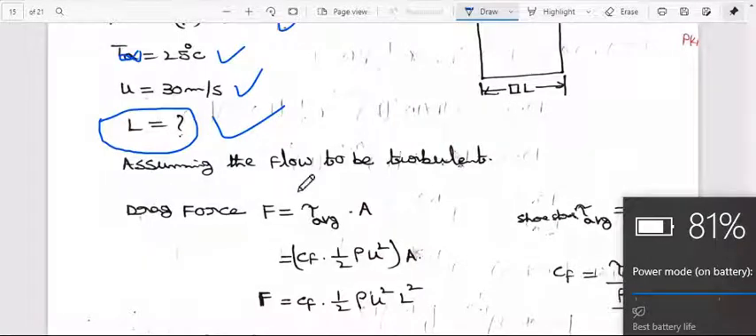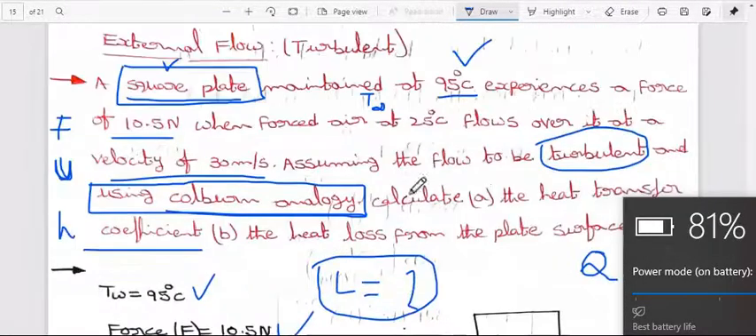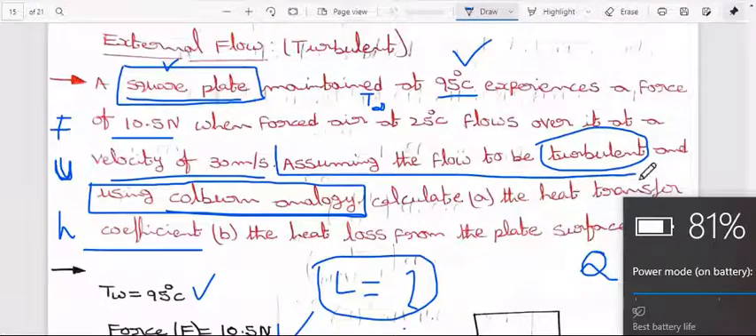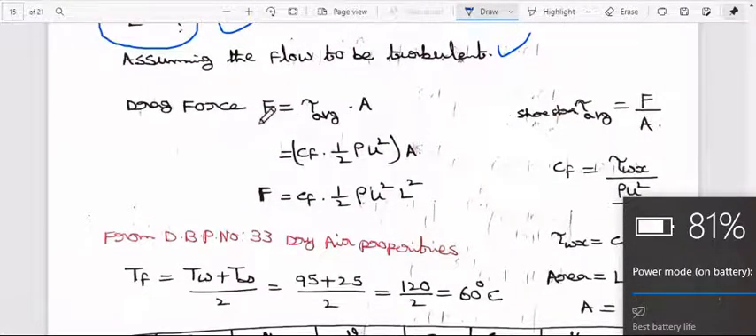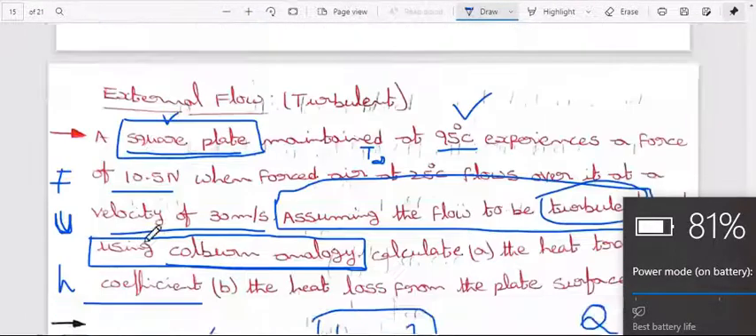So assuming the flow to be turbulent, we consider the turbulent formula from the drag force formula. Here the force value is mentioned, that means 10.5 newtons.